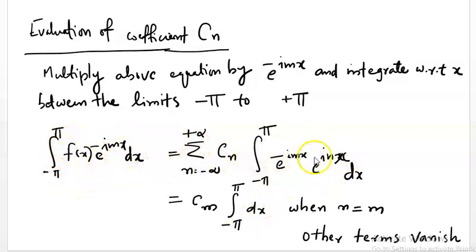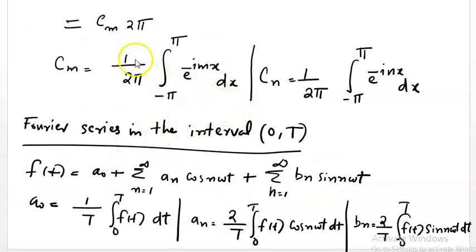The thing here is when m is different from n, as you integrate and apply the limit, you will be getting 0. And when n equal to m, since we have a negative term and a positive term, they will vanish. You will have dx here, and when you apply the limits, you will have 2 pi. So cm into 2 pi, so cm is 1 by 2 pi integral minus pi to plus pi f of x e to the power minus imx dx.